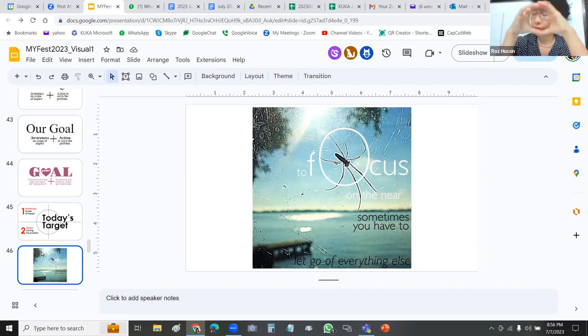Because the focus of the photo is on the spider, it says that to focus on that spider, you have to let go of everything else. So with that, I'm going to keep quiet. And now I invite all of you to just unmute and give a response to this design process in the few minutes that we have left. What do you think about that?